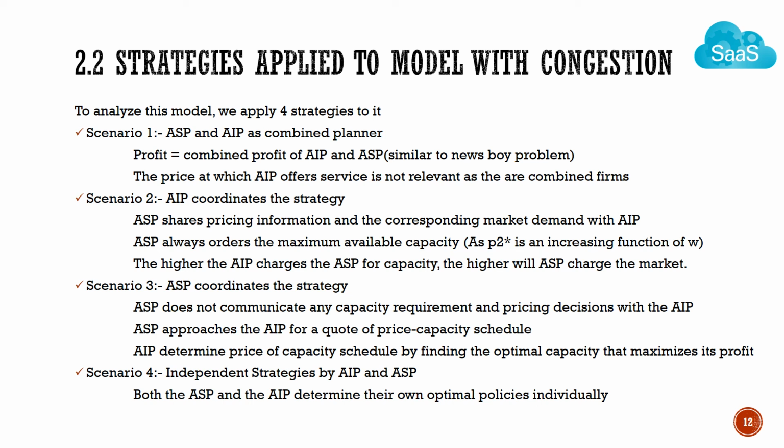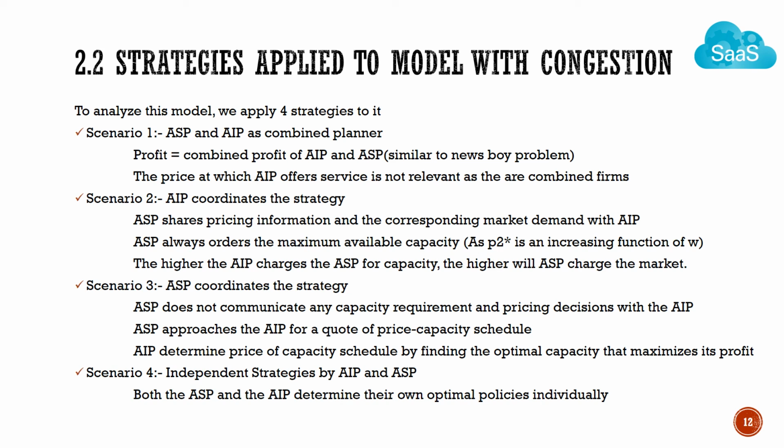Whenever the AAP coordinates the strategy, ASP will share pricing information and the corresponding market demand with AAP. Also, ASP will always order the maximum available capacity from the AAP, which means that the higher the price AAP charges to ASP for capacity, the higher will be the price that ASP charges back to the market.